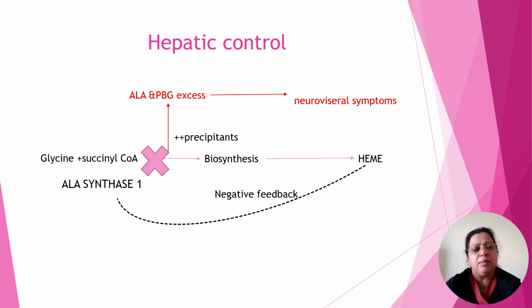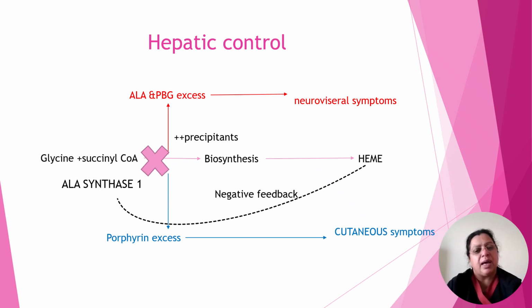But when the pathway is obstructed in the later half of the synthesis, it leads to formation of porphyrins. These porphyrins or porphyrinogens, when they get exposed to the ultraviolet light, react with it and form free radicals in our body, and they lead to the cutaneous symptoms or the photosensitivity symptoms. So this diagram I'm trying to explain is the basis of the neurovisceral and the cutaneous symptoms that occur in the porphyria.